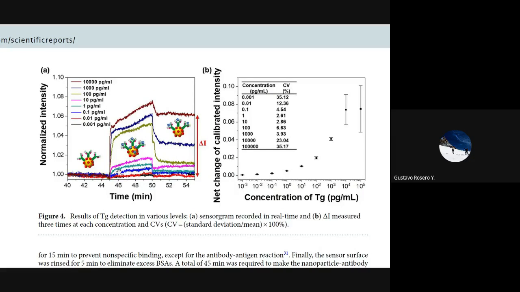And the most important thing for the authors is to try to identify the minimum concentration and the maximum concentration, because these concentrations are related with the normal tests that people perform in the clinics and hospitals, and they are interested in identifying the best concentration that they are able to detect. For this reason, they try different concentrations in order to clarify what is the best concentration that they are able to detect, and also what is the maximum and what is the minimum.